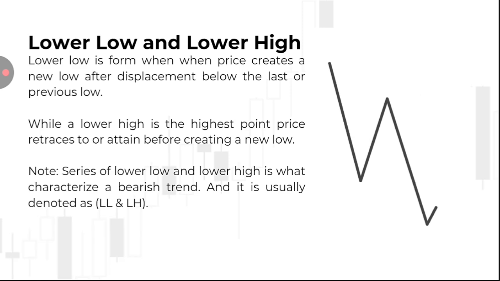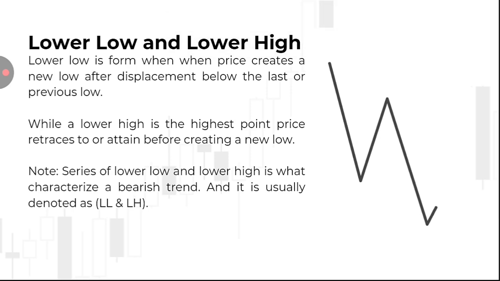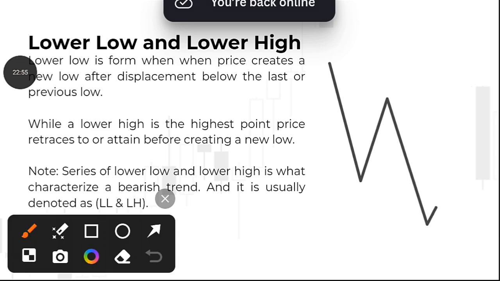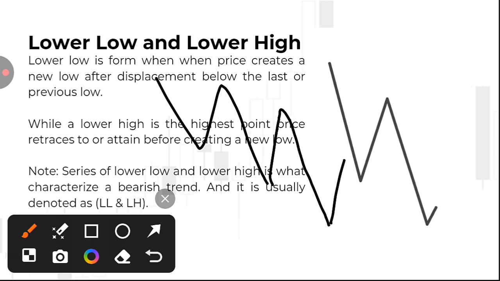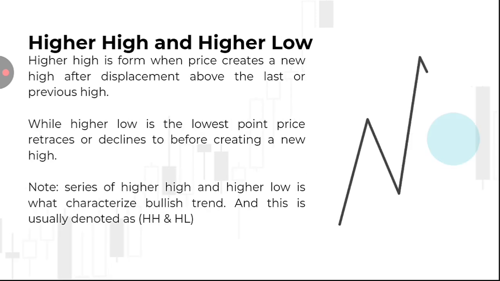All right, so a series of lower lows and lower highs is what characterizes a bearish trend, and it is usually denoted as lower low and lower high. So a series of price creating lower highs and lower lows is what characterizes a bearish trend.